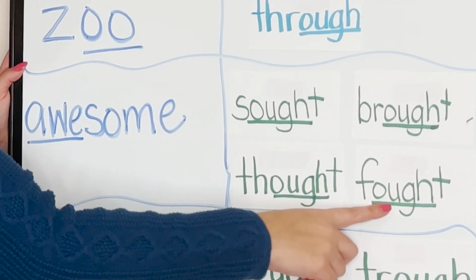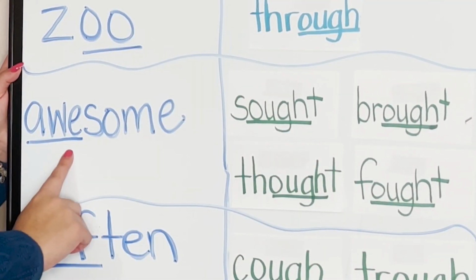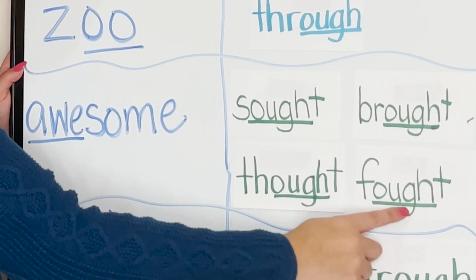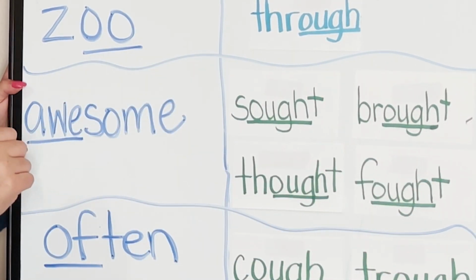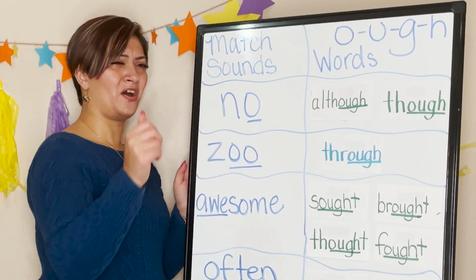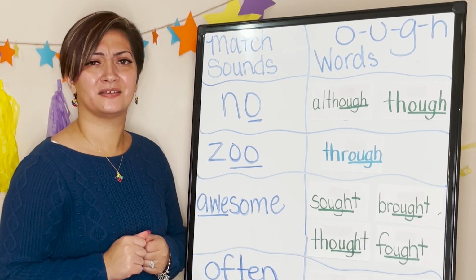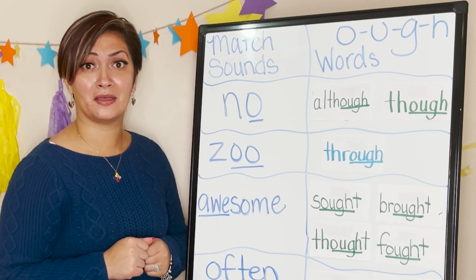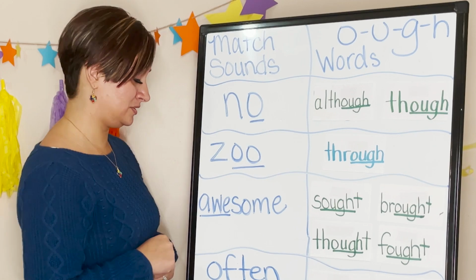And the last word in this row for aw is fought. He fought to get his shoelaces untied. Must mean they were in a knot, huh? He's fighting with his shoes.